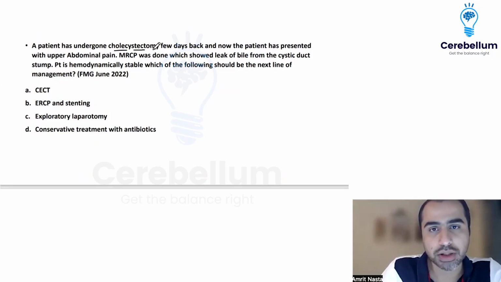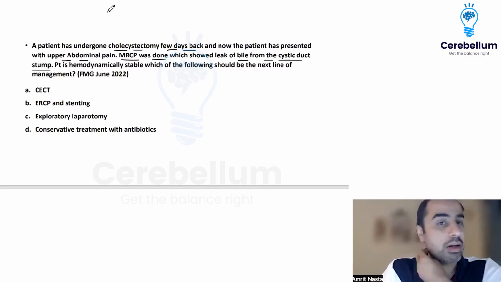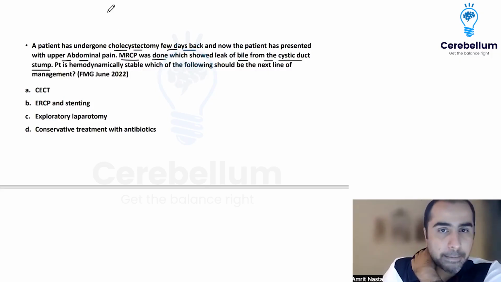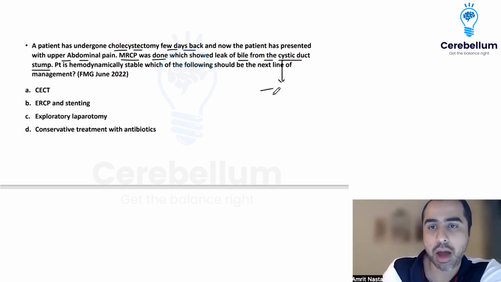Patient has undergone cholecystectomy few days back. Now he has upper abdominal pain, which means you're thinking of bile leak. MRCP was done, showed that bile was leaking from cystic duct. What is the type of injury? This is Strasbourg type A. So Strasbourg type A, you can do ERCP and stenting. Okay.